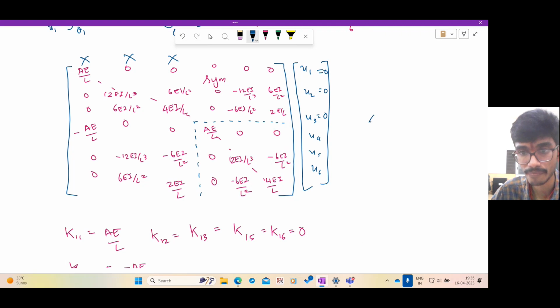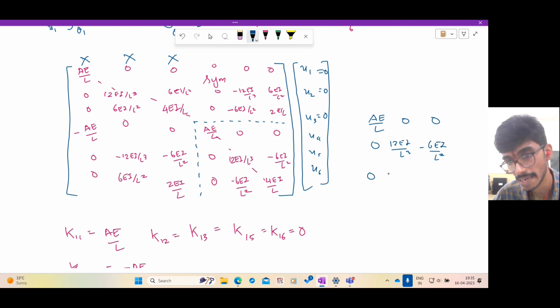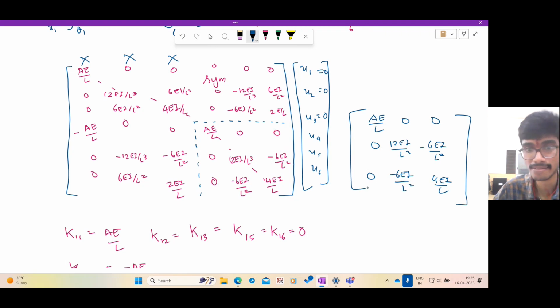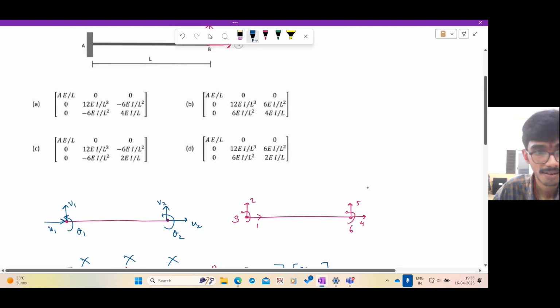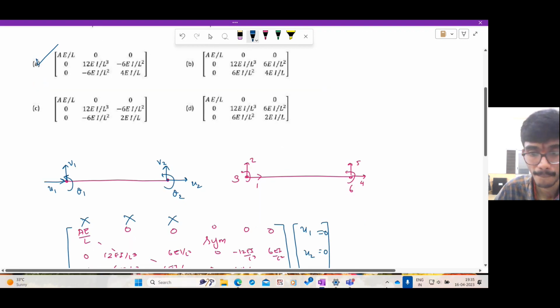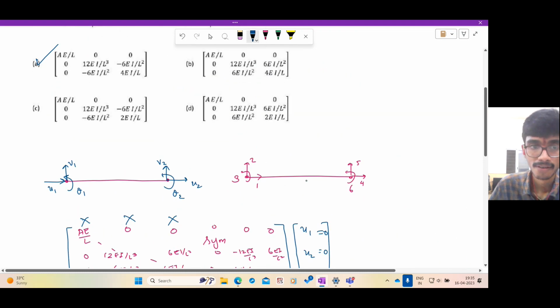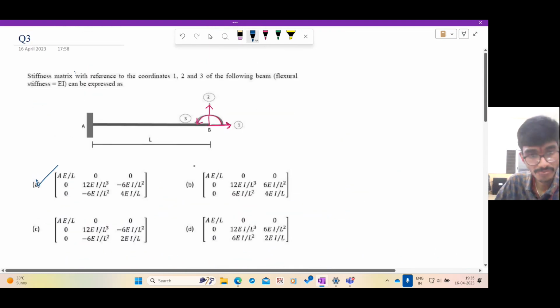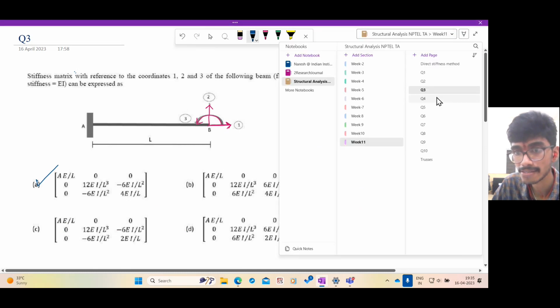So the matrix for this structural system is AE/L, 0, 0, 0, 12EI/L³, minus 6EI/L², and 0, minus 6EI/L², 4EI/L. You can easily see that this matrix is option A. So that is it. Let's go to the next question.